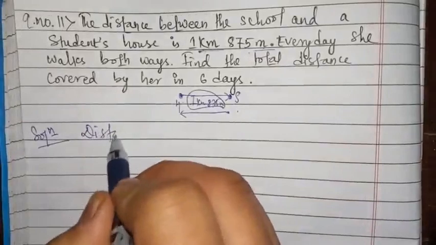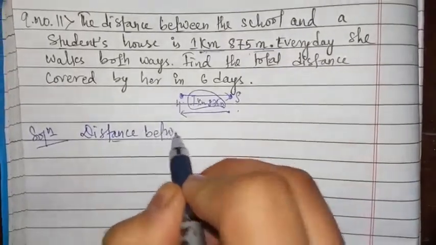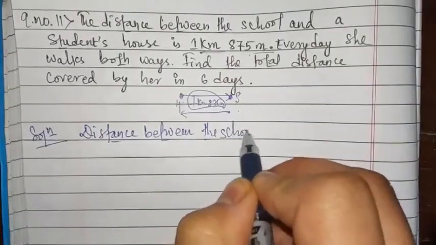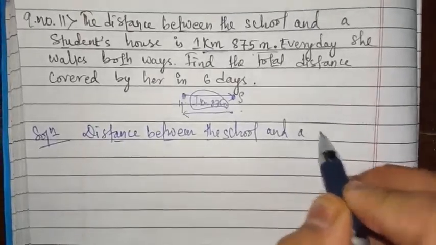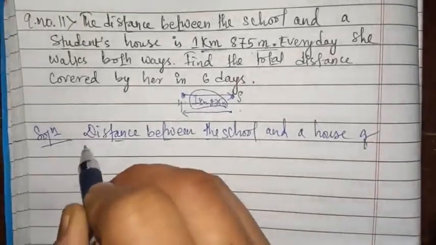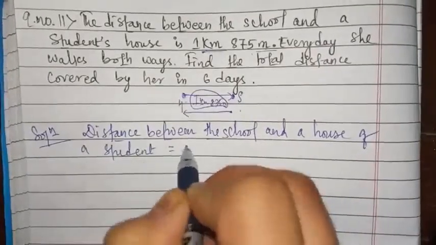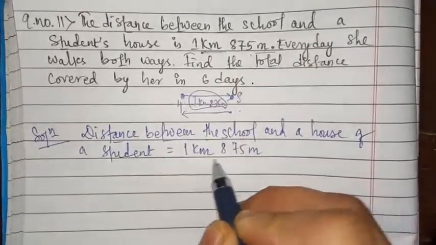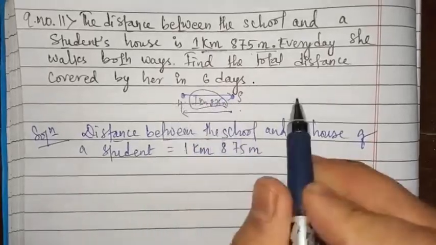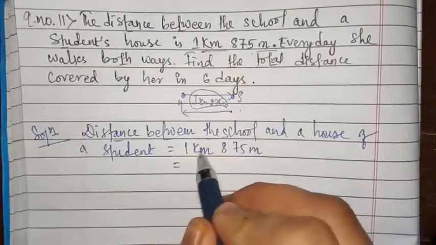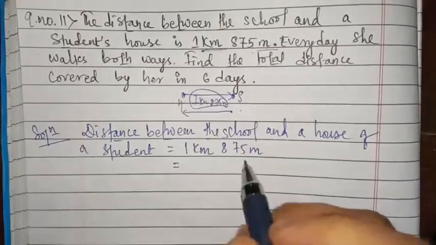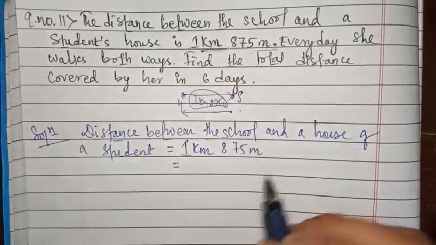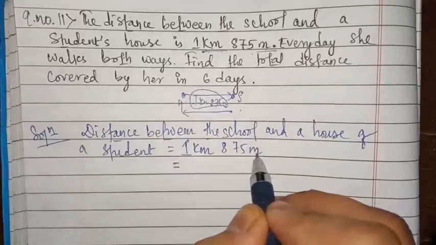The distance between the school and the house of a student is how much? What is the distance? It is 1 kilometer 875 meter. All right. So this distance is only to reach from house to school, right? So we will find the double, that is how much she covers in one day, that we have to find. But before that, we will convert this into one specific unit, that is, kilometer should be converted into meter, or meter should be converted into kilometer.